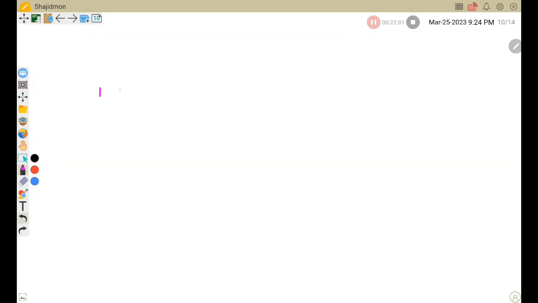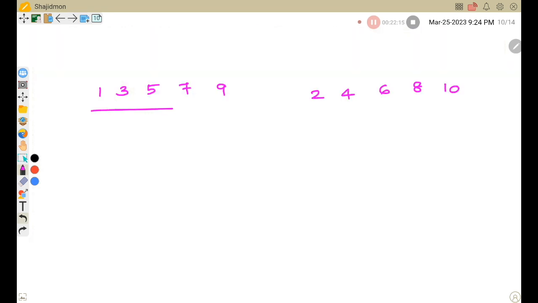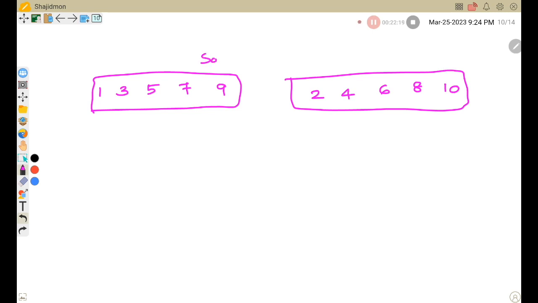Okay, I will show here. The first list is 1, 3, 5, 7 and 9. What is the second list? 2, 4, 6, 8 and 10. This was the list in the question. These two lists are already sorted, correct? That means we have two sorted lists. Now we need to merge these two lists. So how many comparisons are needed? That is our question.